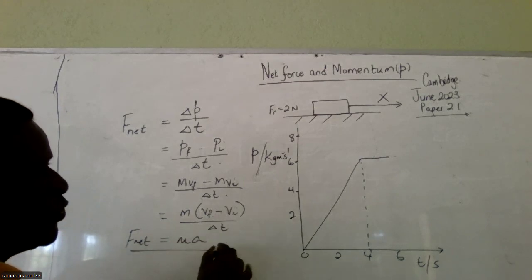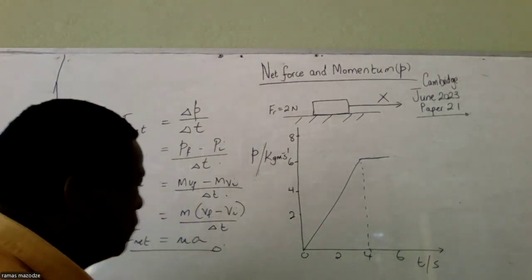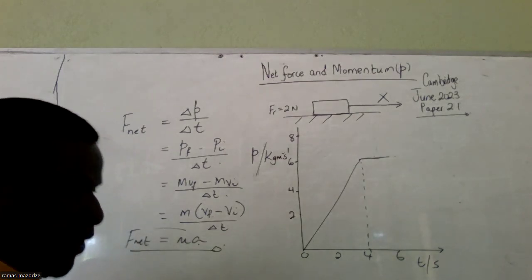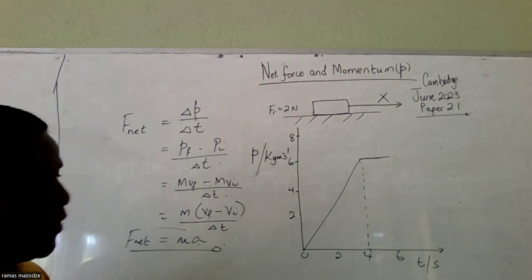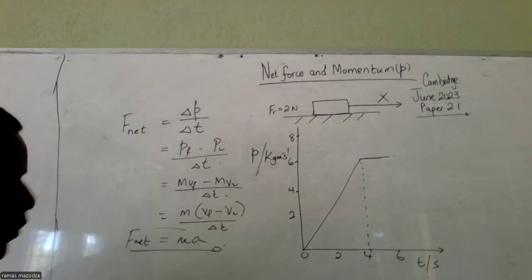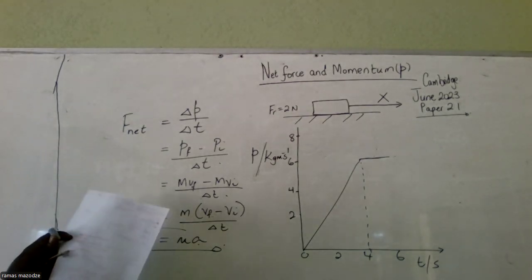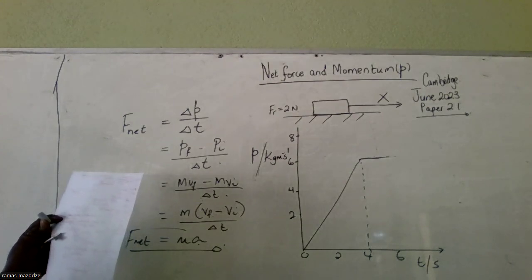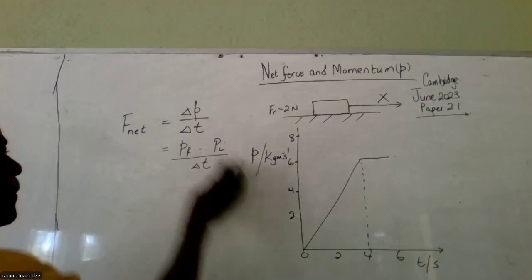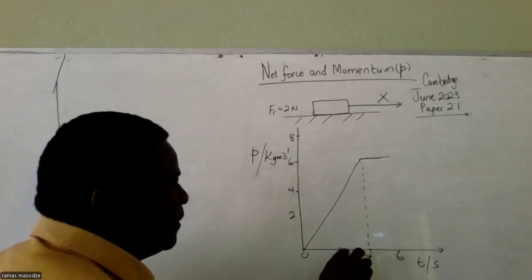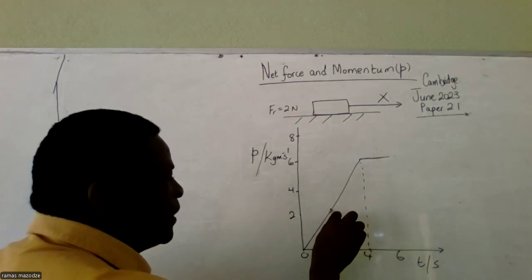That's why sometimes Newton's second law is expressed in terms of this formula. Okay, good. Let me clear the board and then continue to the next question. The next question said, determine the resultant force at the time t equals 2 seconds, and determine the resultant force at the time t equals 4 seconds.